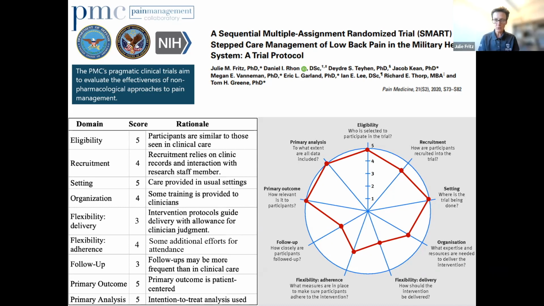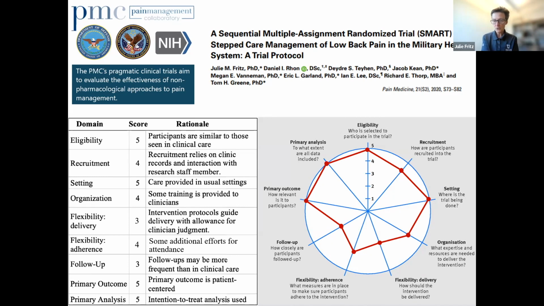And like most studies, we're not perfectly pragmatic on every aspect. And there are various reasons in terms of the specifics of our research question why. I'll highlight just a couple. The domain of follow-up is less pragmatic. And the reason why in this specific case is similar to what I mentioned previously, which is we needed to get long-term follow-ups on patients. We needed to get patient-reported outcomes that are typical in low back pain research, but are not part of standard care. So we had to set up more frequent and extra efforts to get outcome measures that weren't available electronically.